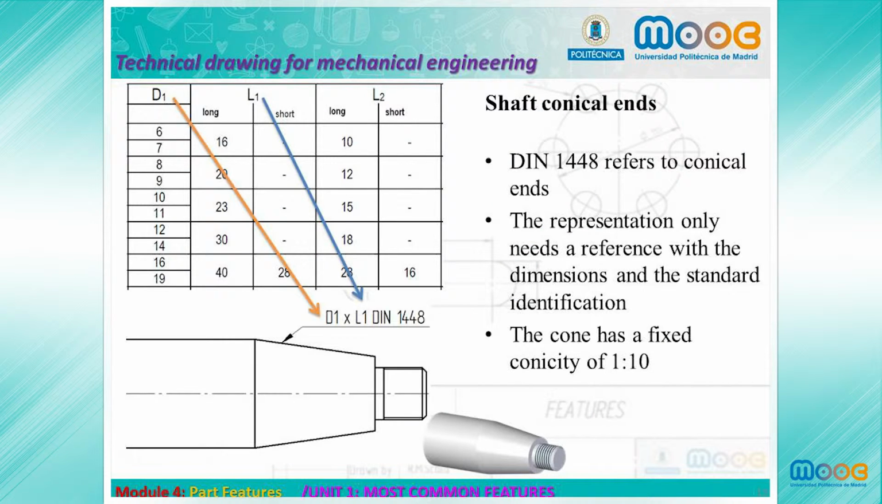The shaft conical ends. DIN 1448 refers to conical ends. The representation only needs a reference with the dimensions and a standard identification. The cone has a fixed conicity of 1 to 10.